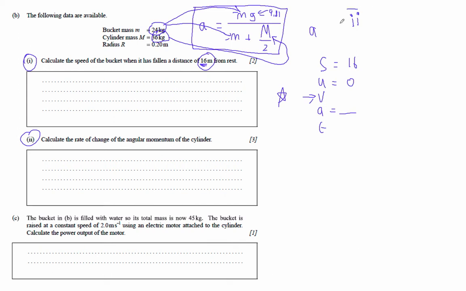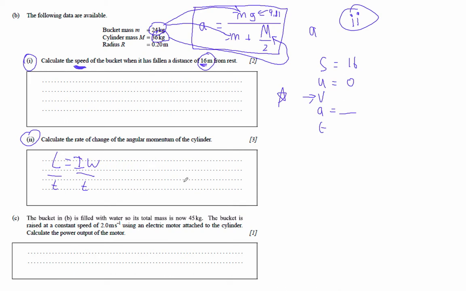So let's do part two for this thing. Calculate the rate change of the angular momentum of the cylinder. Okay. Well, remember that angular momentum is I omega, right? The rate change would just be that divided by the time. Okay. So in this problem here, you figured out the speed of the bucket.